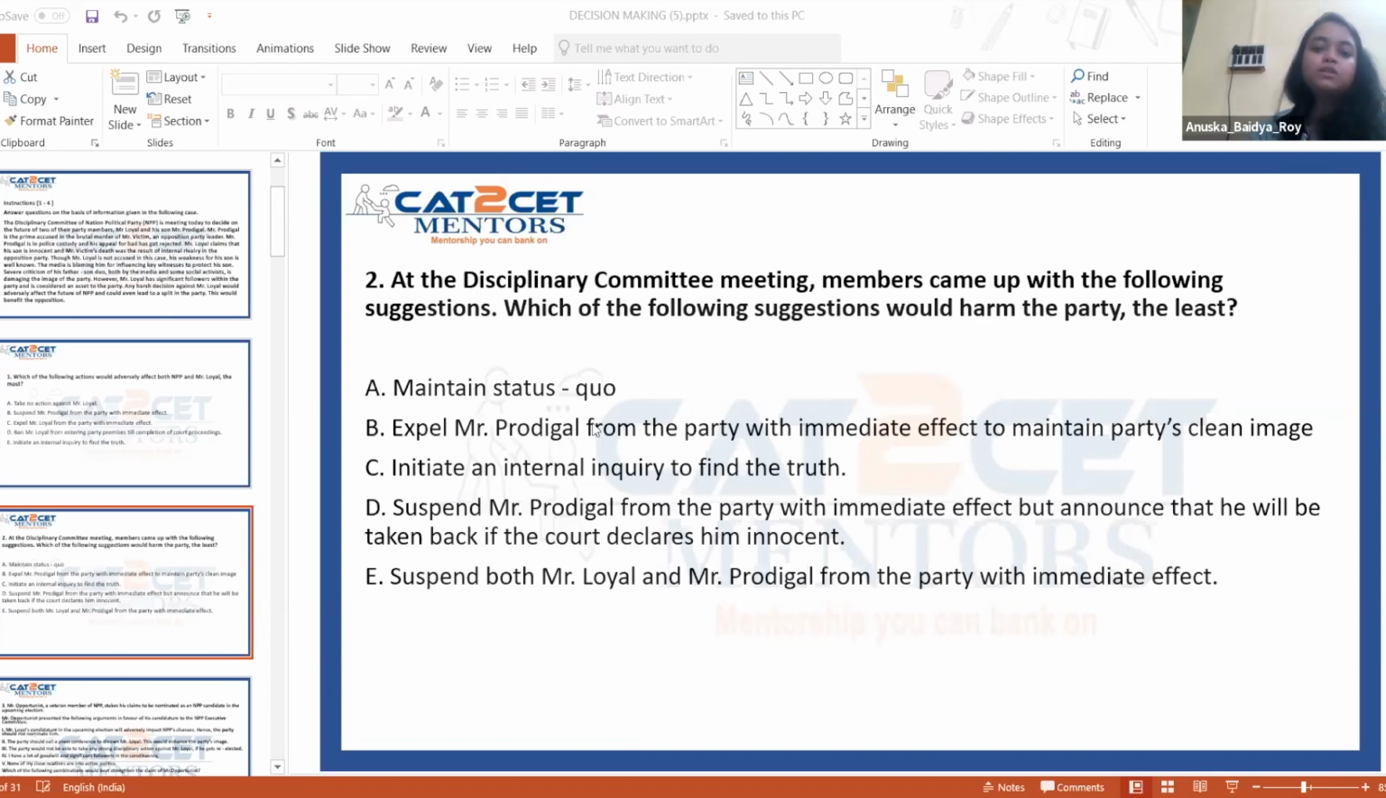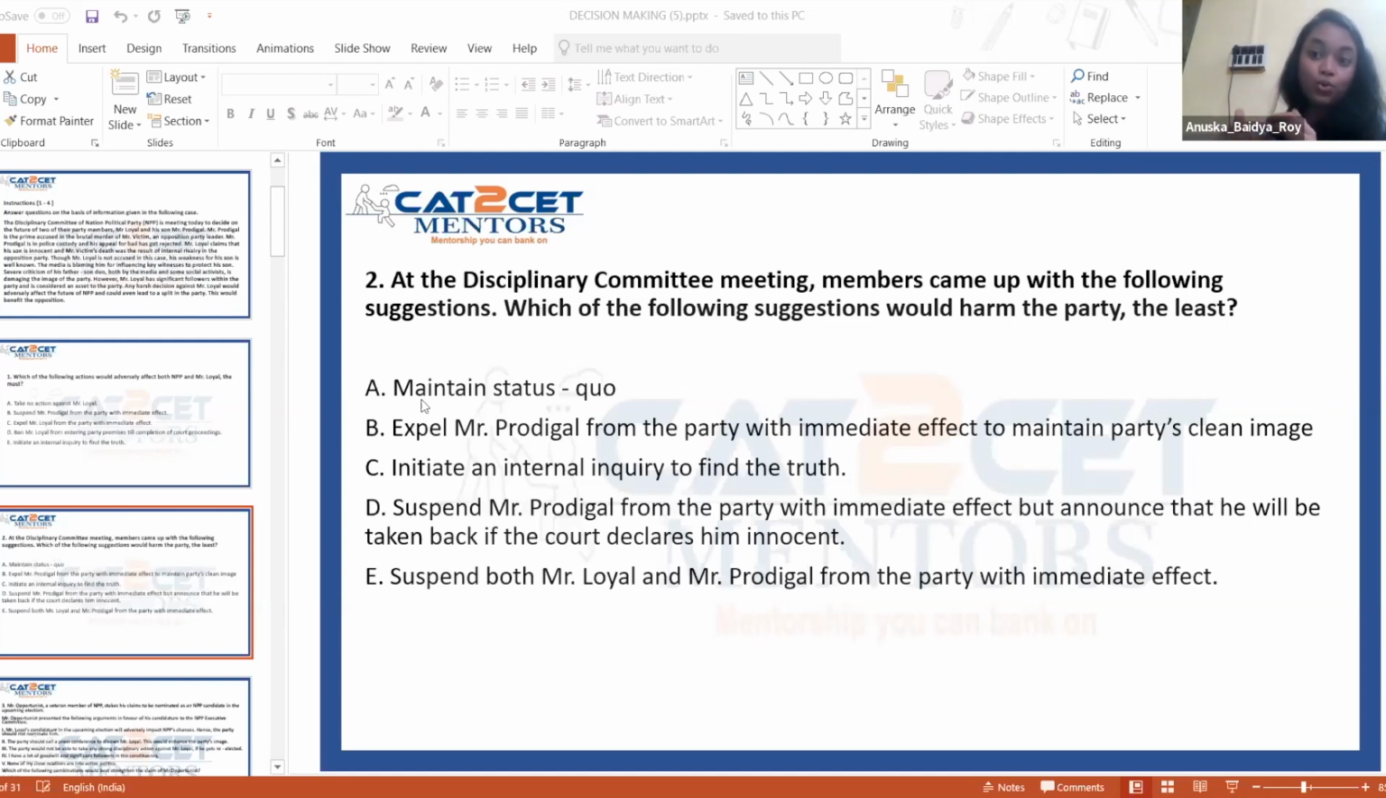Next is expel Mr. Prodigal from the party with immediate effect to maintain the party's clean image. Now, if this happens, what will the party lose? What is the harm that is happening to the party? If Mr. Prodigal is expelled, then the relationship with Mr. Loyal is getting strained. So, Mr. Loyal himself and his followers might not work for the party the way he used to. Because we are already told in the case that he wants to protect his son and he is going to lengths to do that.